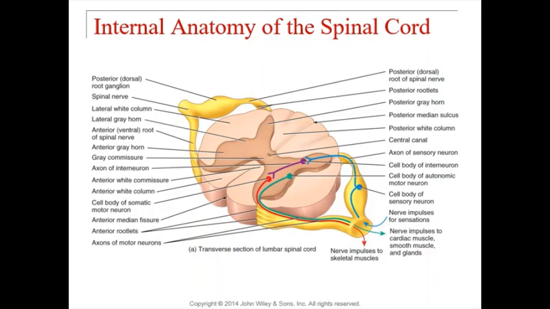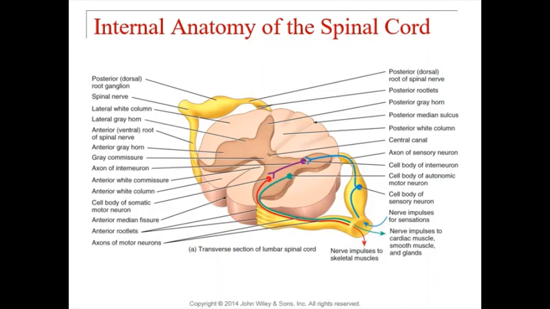So guess what we're going to call it? It's called the anterior median fissure. The anterior median fissure, it tells you in the name, is on the anterior portion of the spinal cord. So if you see that deep groove, anterior median fissure, you're looking at the front of the spinal cord. The back of the spinal cord does not have a deep groove in it. So it's pretty easy to tell front from back.